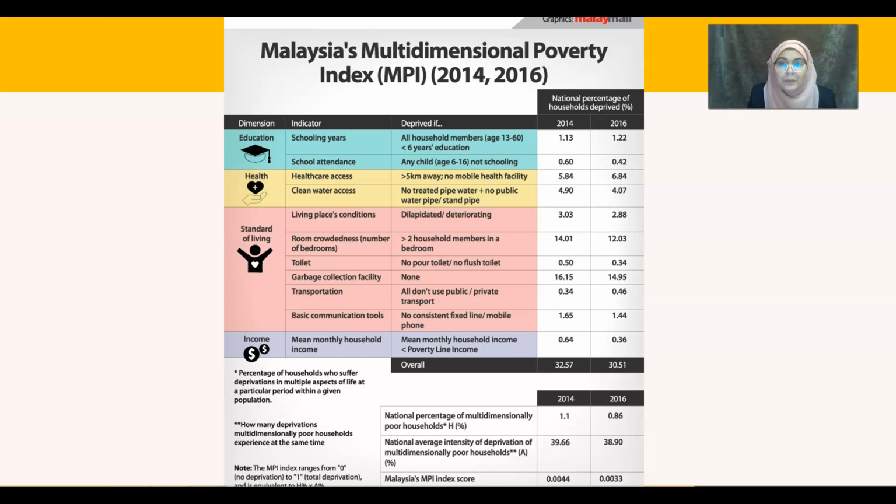So from here, that is the dimension of standard of living. And then for income, they look at the mean household income below the poverty line income.